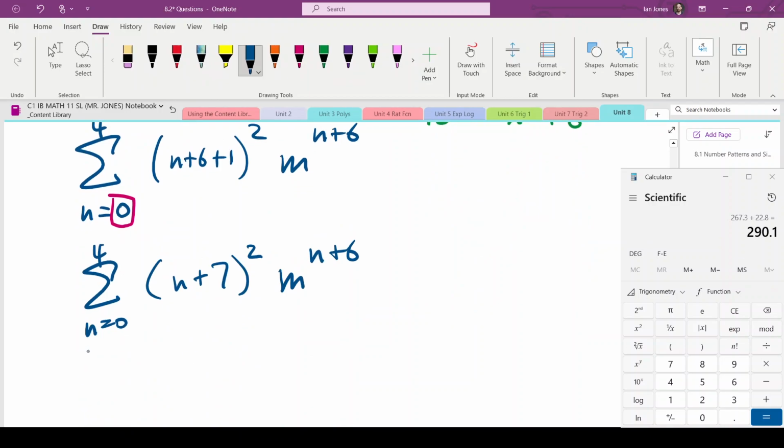And if you want, try expanding this and see if this really does give you the right series. All right, that's it for now.